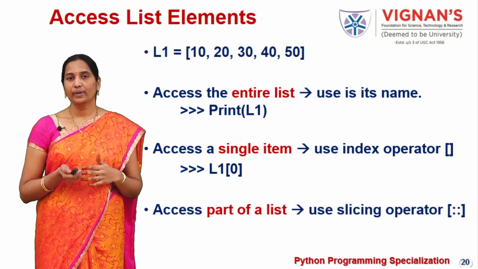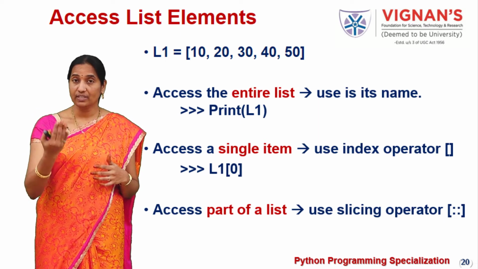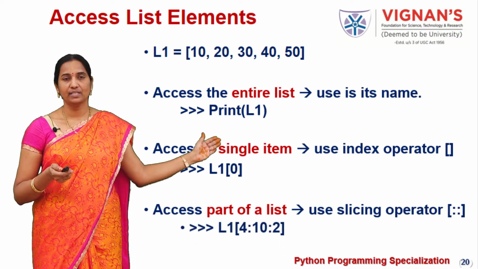Then even you can access a specific portion of the list, that is multiple elements of the list can also be accessed with the help of the slicing operator. You can have this example.